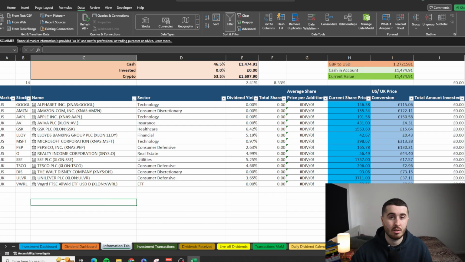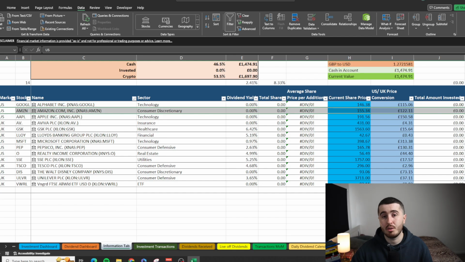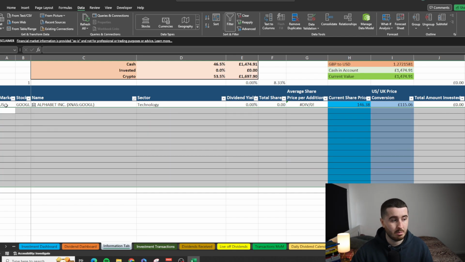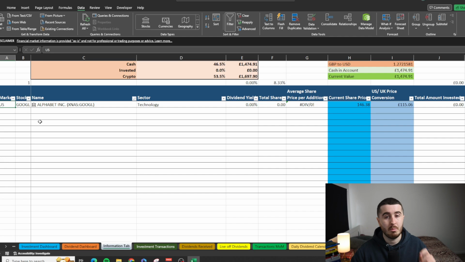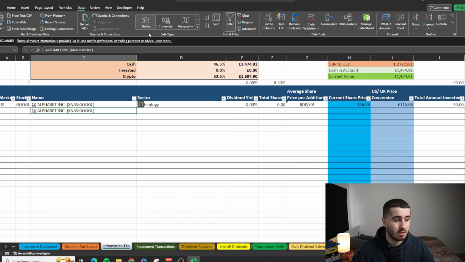So the first thing you need to do is just to delete all of the data that's in the second row down. So you leave the first row as an example, and what you need to input into this tab is the market, which is going to be US or UK, the stock ticker, the name, which is pulled from the data type up here in stocks. So if I type in the stock ticker, GOOGL, and then I come up to data types and click stocks, it will convert it into this form, which is used for the current share price.